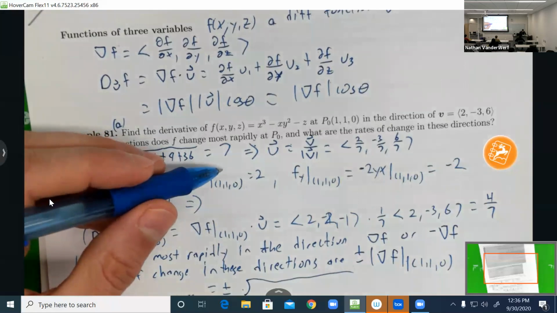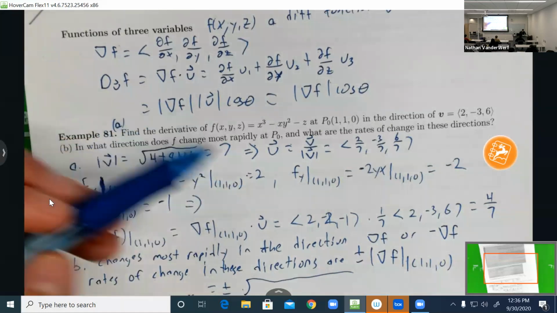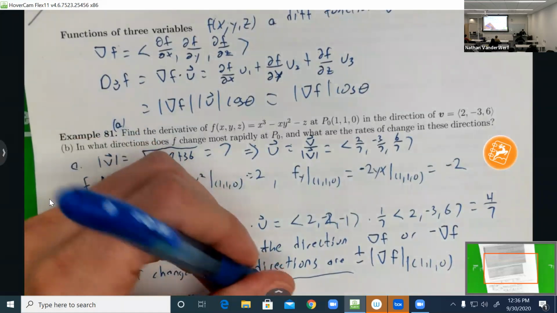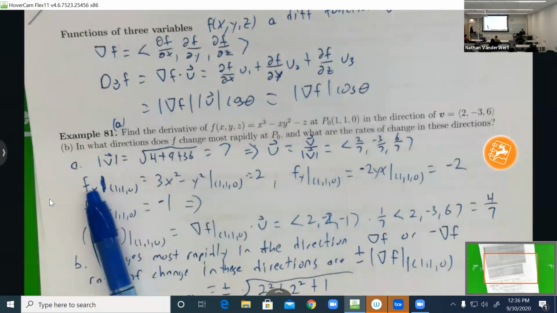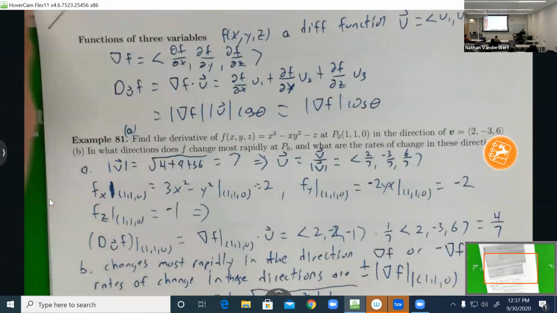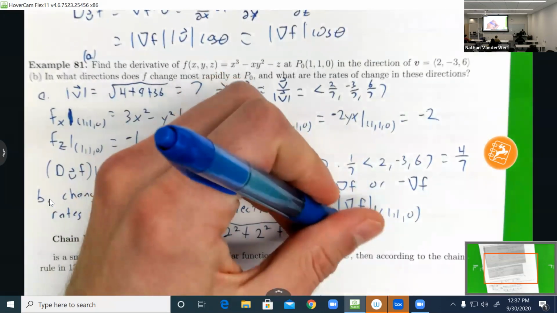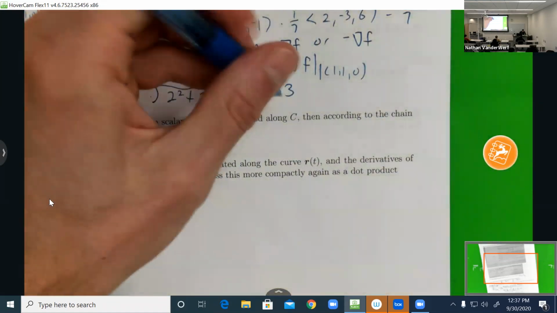so we already calculated this, right? This is the square root of 2 squared plus 2 squared plus 1. So I got that because we found the gradient to be (2, -2, -1) at (1, 1, 0). So that's going to be equal to 3, right? So in the direction of u, we had a change of 4/7. The largest rate of change is in the direction of the gradient, and it's 3. Plus or minus 3, so yes.